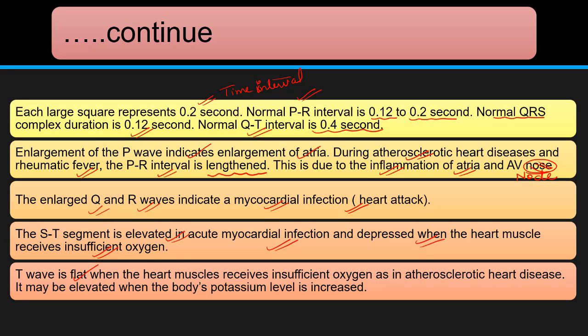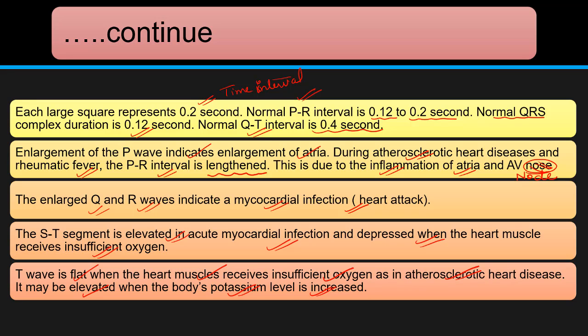T wave is flat when the heart muscles receive insufficient oxygen, as in atherosclerotic diseases, and it may be elevated when the body's potassium level is increased. Okay. So each large square represents 0.2 second of time interval.